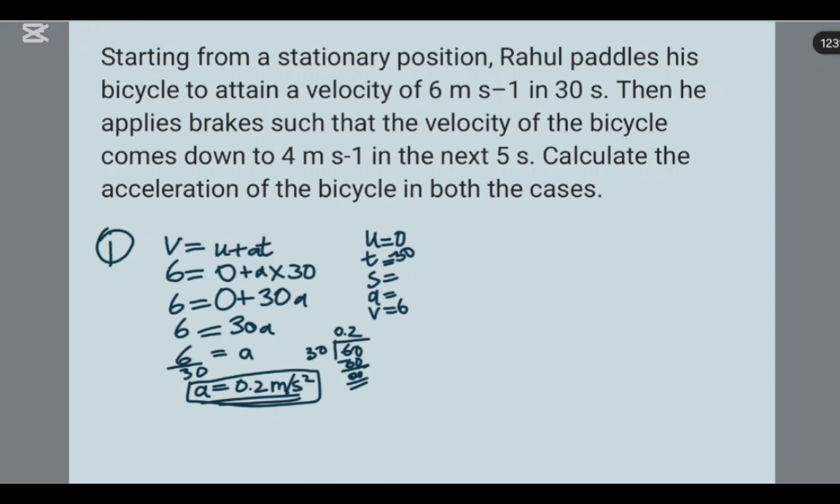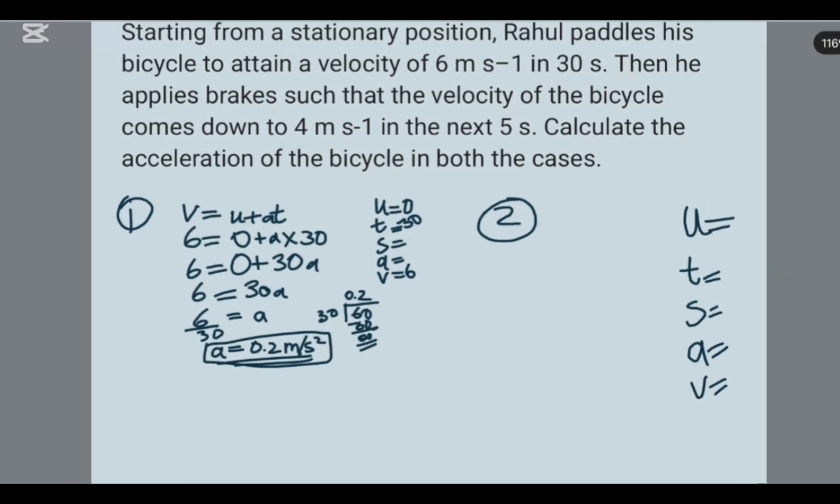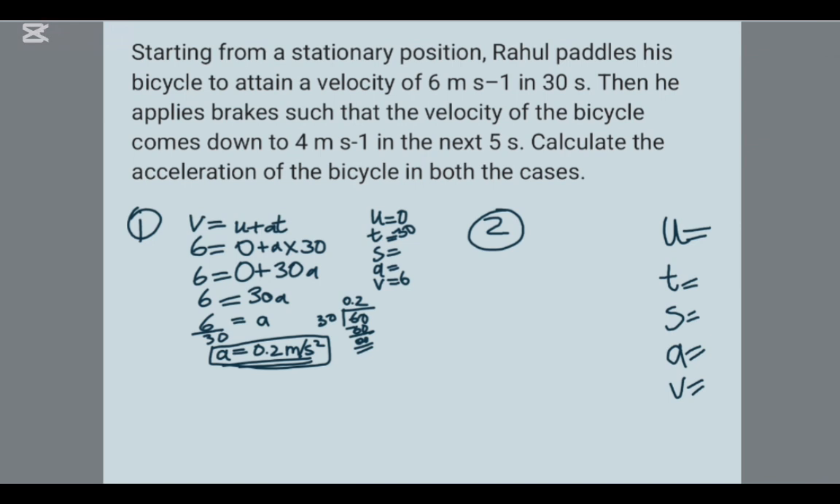To find the second value, let's reread the question again. He applies brakes such that the velocity of the bicycle comes down to 4 meters per second in the next 5 seconds. So the initial velocity, that is U, it is going to be the same as the final velocity of earlier because it's a continuous situation. So the previous final velocity was 6. We're going to write that down. Next, time is given as 5 seconds. Distance is not given. Acceleration is not given. Final velocity is 4 meters per second, which is given in the question.